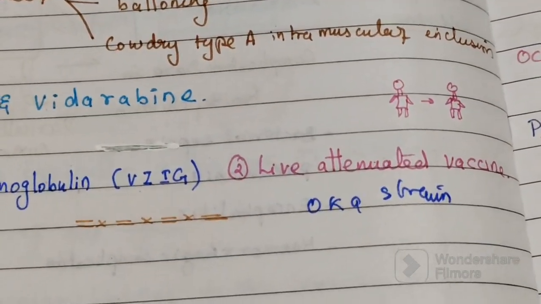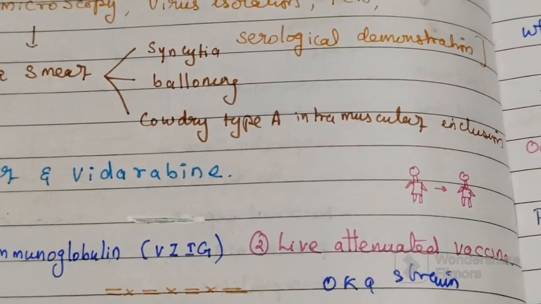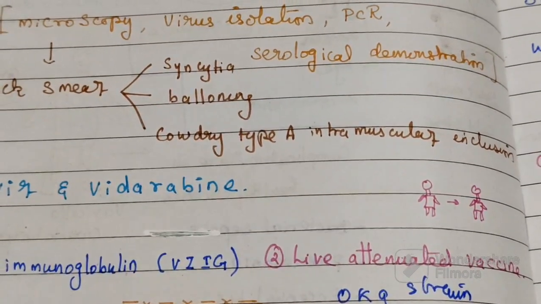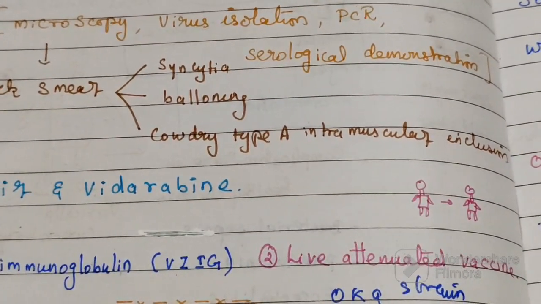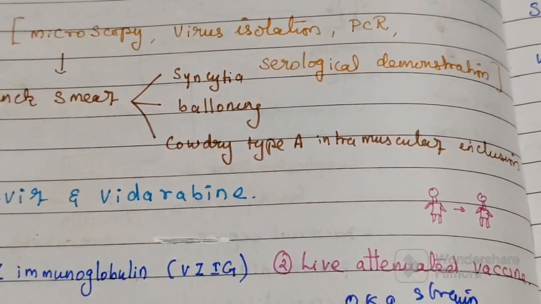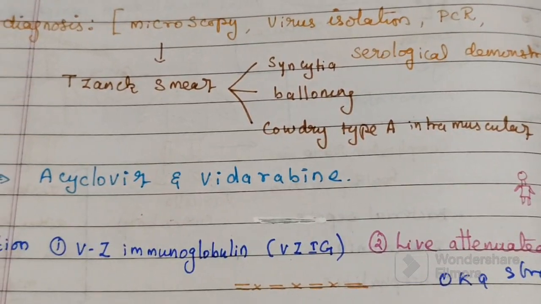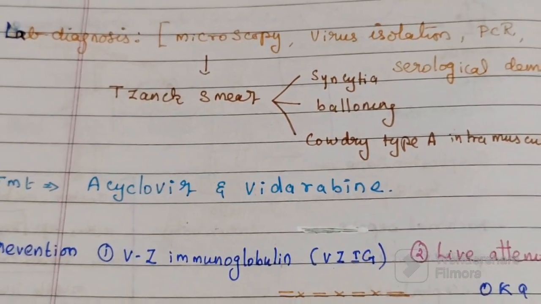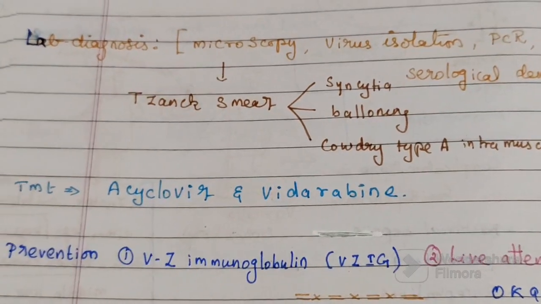Here also two doses: one at the initial visit and one after 6 weeks of the first dose. Do not give two things together: immunoglobulin, that is passive immunity, and vaccine, that is active immunity. So they are not given together.